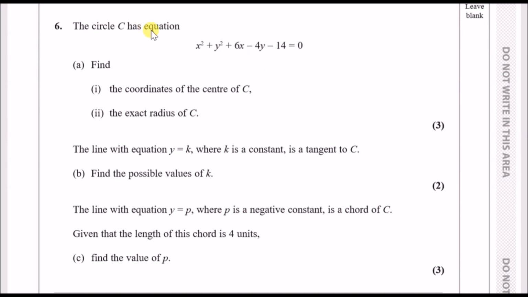The circle C has equation x squared plus y squared plus 6x minus 4y minus 14 equals 0. Now they want us to find the coordinates of the center of the circle and its exact radius.